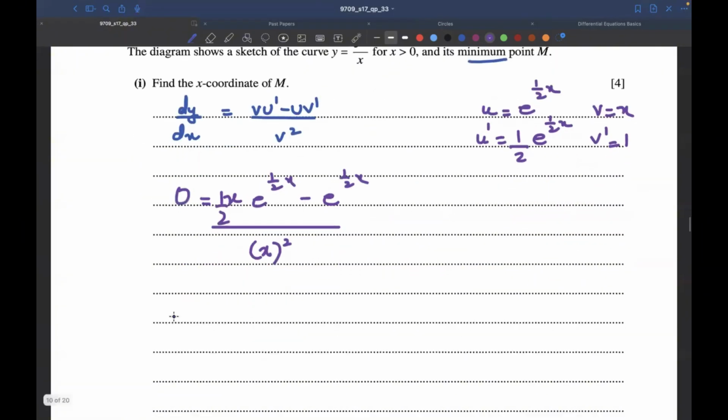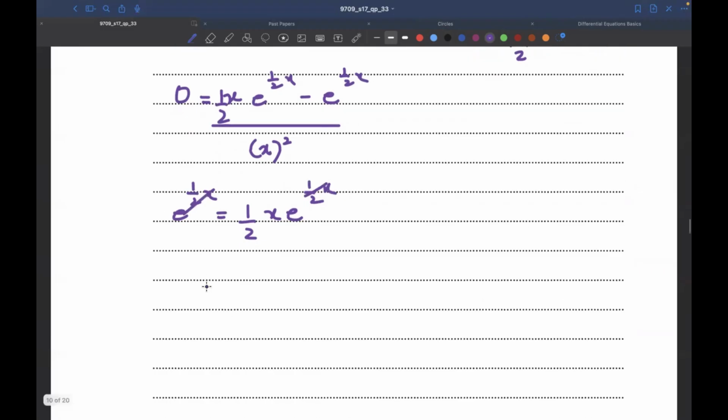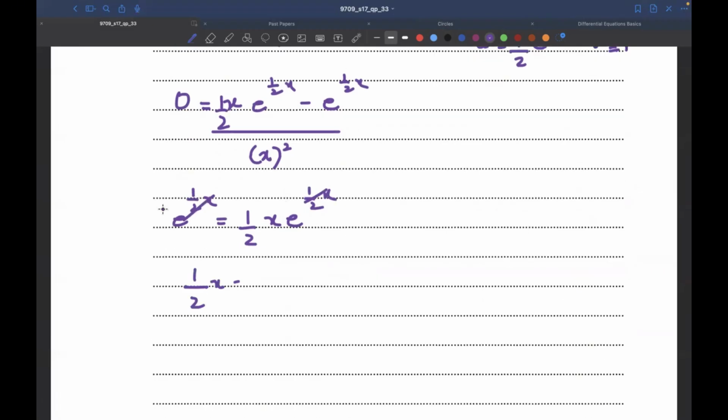And then we'll take e power half x on the left hand side. So that will be e power half x is equal to half x e power half x. This will cancel out. We'll get half x is equal to 1. So we'll have 1 remaining on the left hand side. So the value of x will be equal to 2.